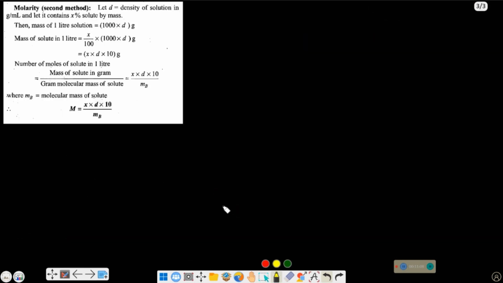Now if we are given the density of the solution, then how to express the molarity? If the density of the solution is given, then how do we express the molarity, okay?